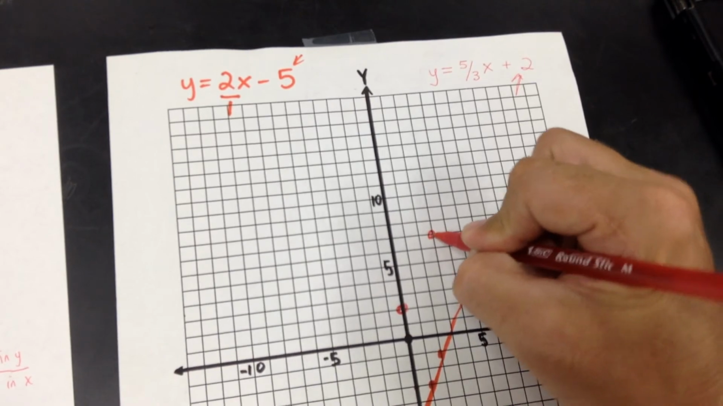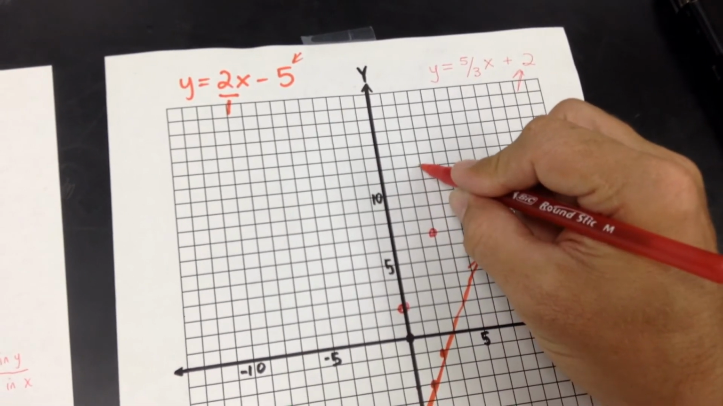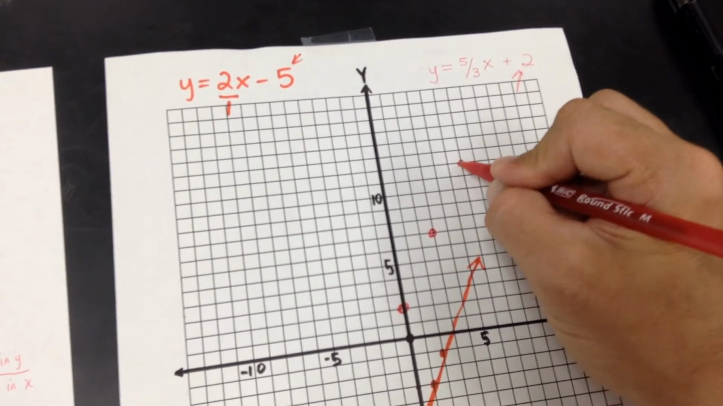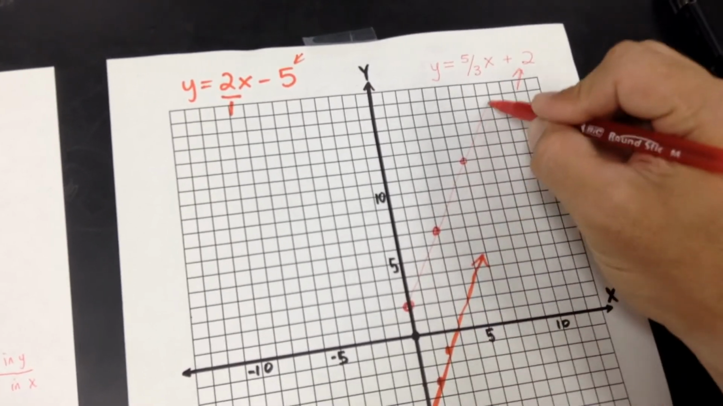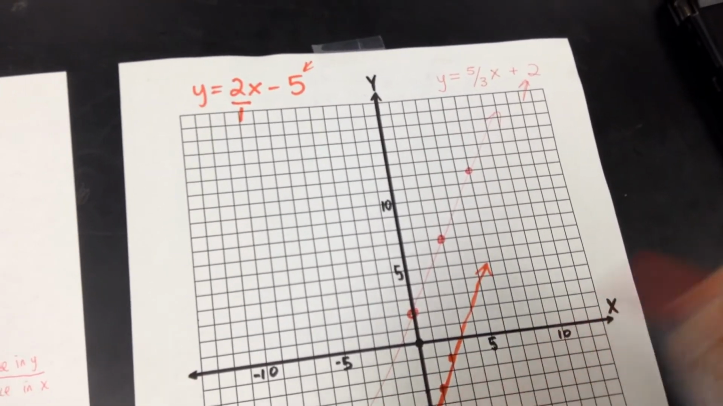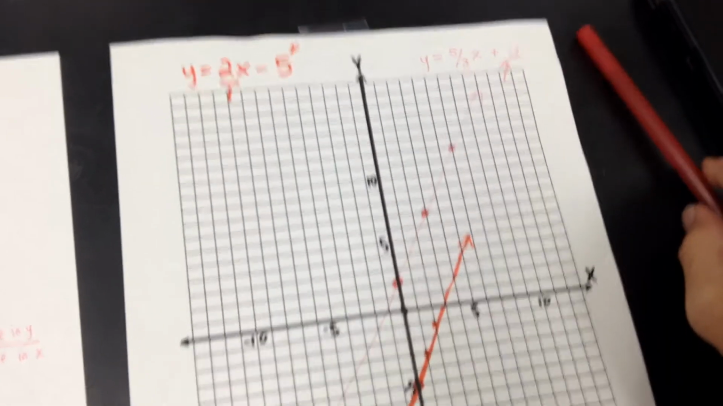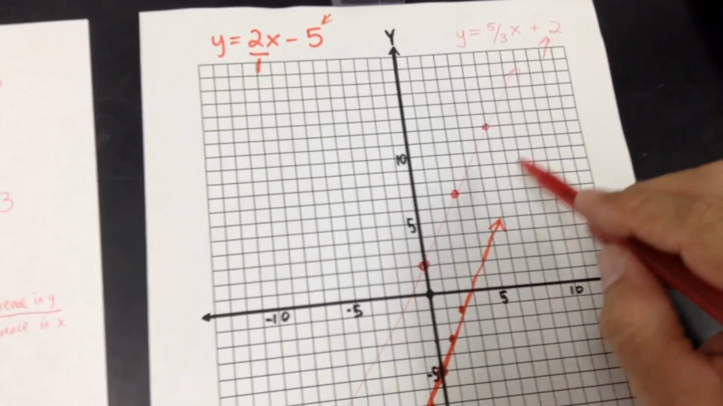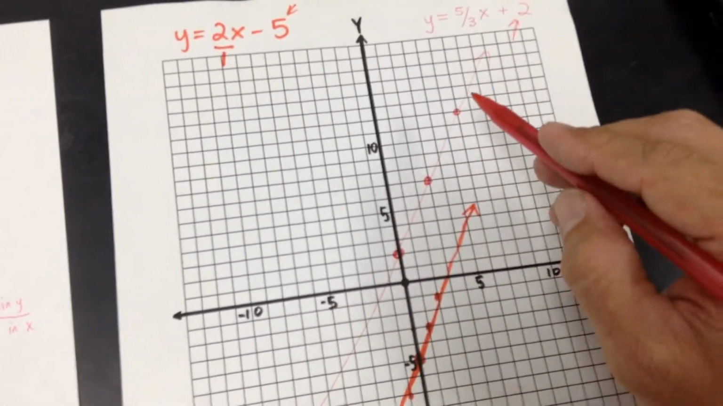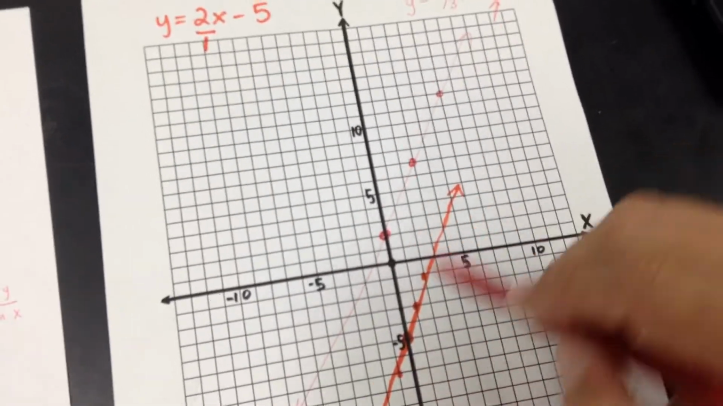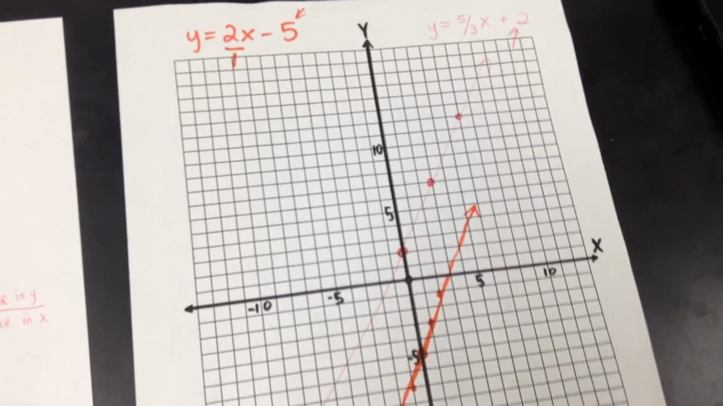There's that point. If I did that again, I'd be 5 up and 3 over is right here, and my line would look something like that. Similar slopes, they might look the same. This 5/3 is almost 2, so that means this one is just a little bit steeper. But that's how you'd graph those two.